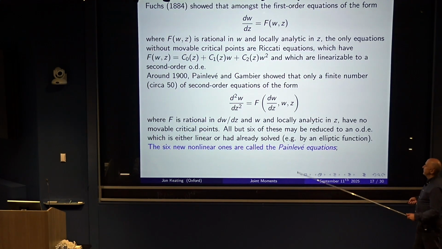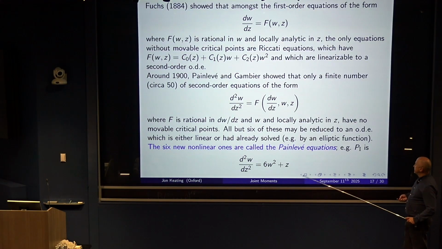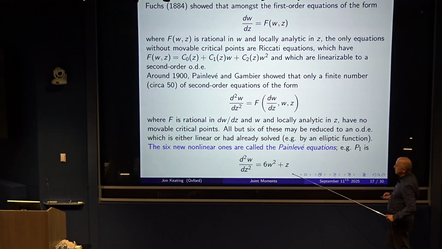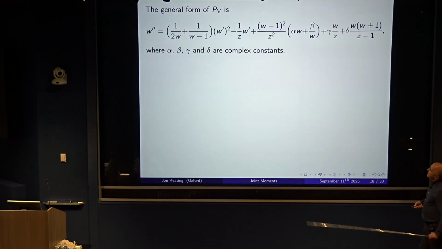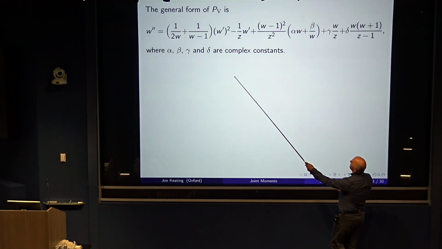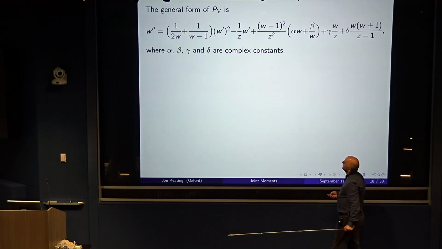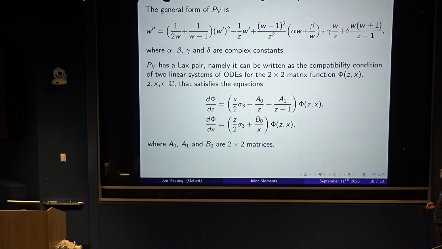These are called the Painlevé equations, and there are 6 of them. Here's the simplest example. This is Painlevé 1. It's this equation here. It's one of 6 second-order nonlinear ODEs that are integrable in this sense, that they have no movable critical points. Painlevé 5 is this second-order nonlinear ODE. It's Painlevé 5 we're going to be interested in.